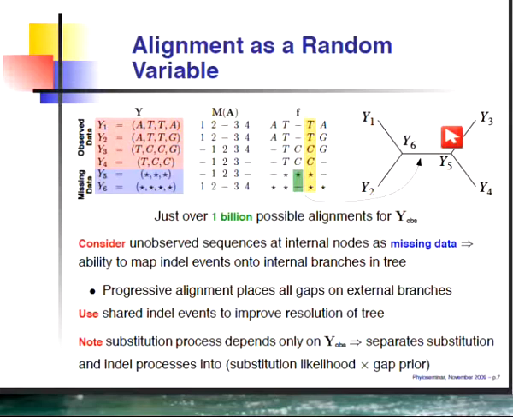Now that's a major improvement over most progressive alignment procedures. Most progressive alignment procedures consider only this lower dimensional projection. And in doing so, they intrinsically assume that gaps that exist in this alignment are scored as if they had occurred on the external branches of a tree. Or another way to think about that is none of the insertion deletion events could be shared by descent.